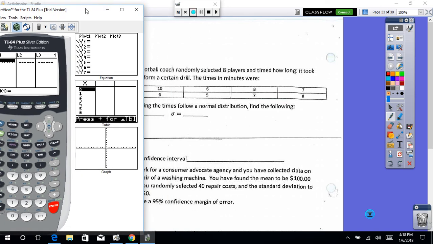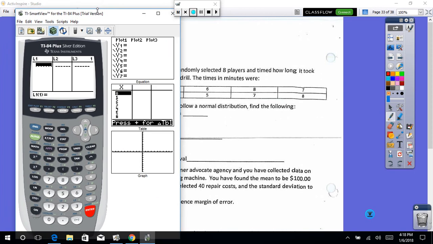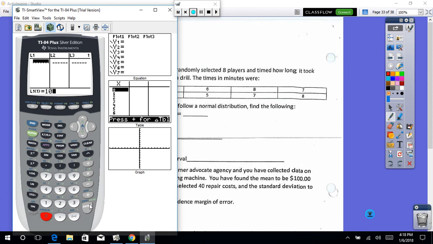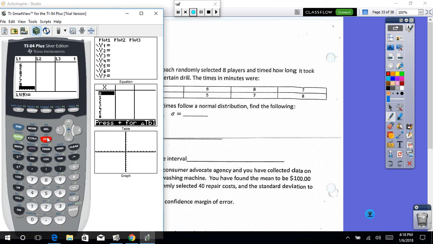And I can't. Okay, so I have 10, 6, 6 and 5, 8 and 7, and 7 and 8. Okay, I have hopefully 8 players. 1, 2, 3, 4, 5, 6. Yep, 8 players. Okay, stat edit, remember, or stat calc, sorry.